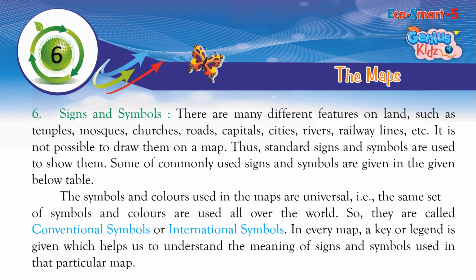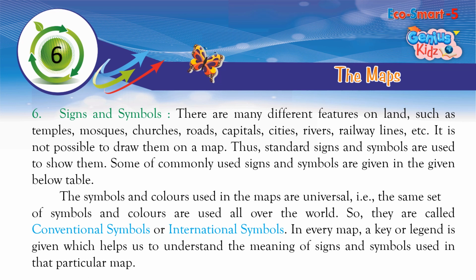6. Signs and symbols. There are many different features on land, such as temples, mosques, churches, roads, capitals, cities, rivers, railway lines, etc. It is not possible to draw them on a map. Thus, standard signs and symbols are used to show them. Some of the commonly used signs and symbols are given in the table below.